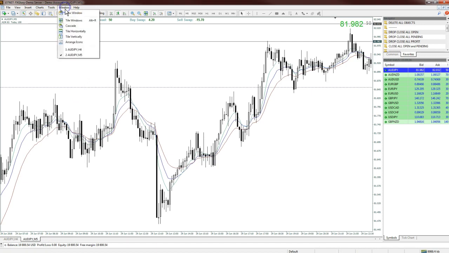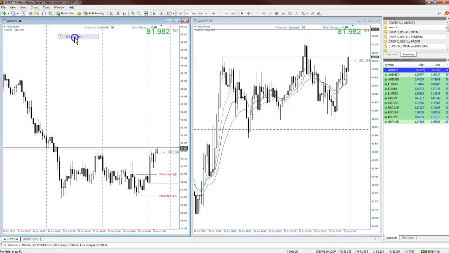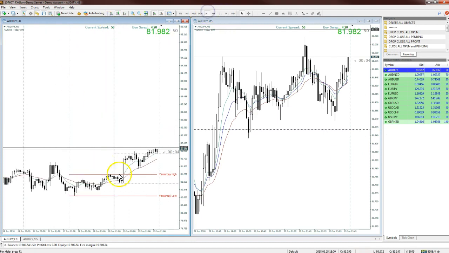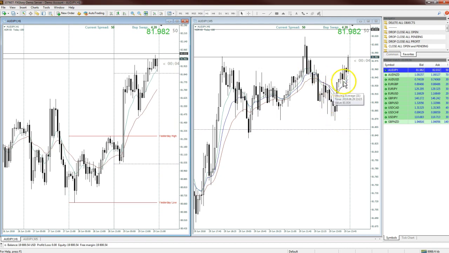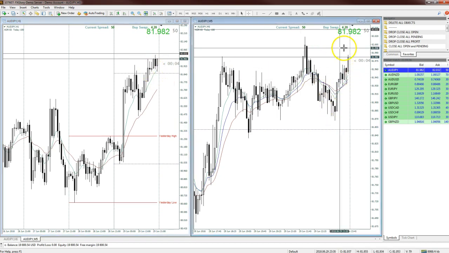So let's just change this tile vertically so we can see. Basically, you're looking at your 1 hour chart for bias, and then you're looking at these for direction. Got a little bit of a trade here after this candle, just at the end of the day. Quick 5 pips maybe, less the spread. This particular broker's got a massive spread, look, 50, which is 5 pips.